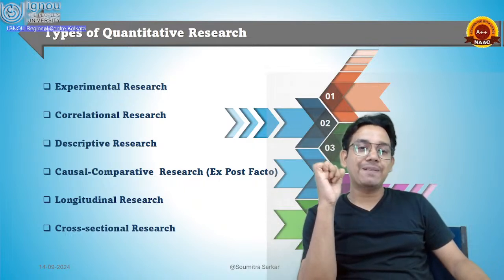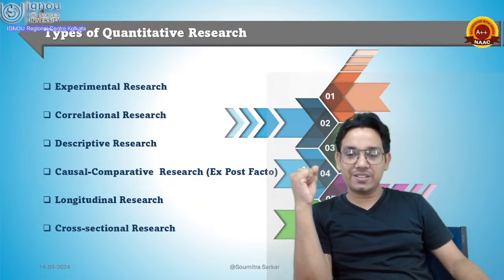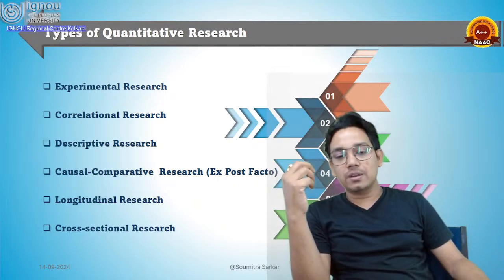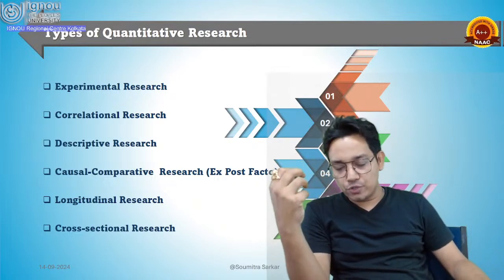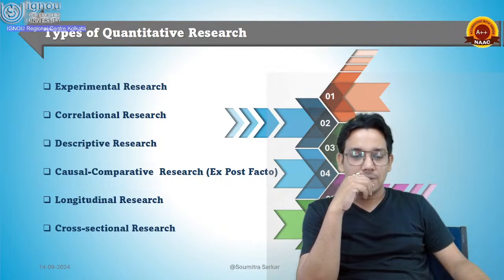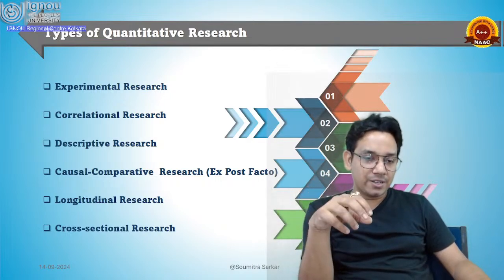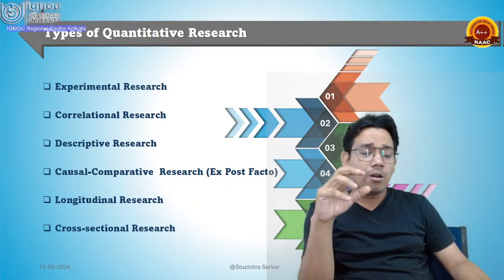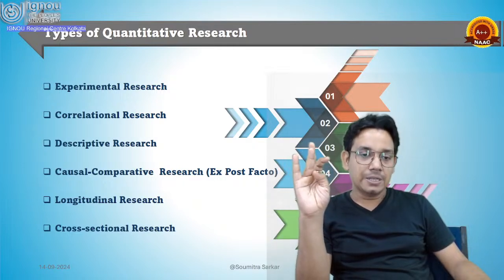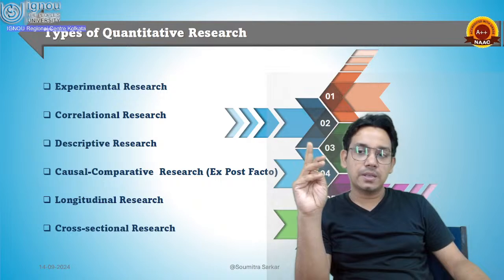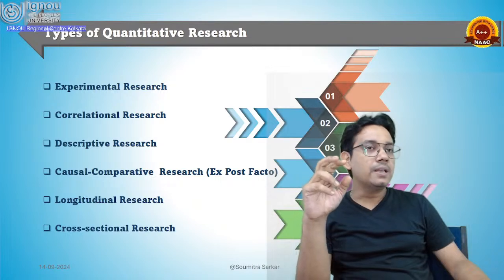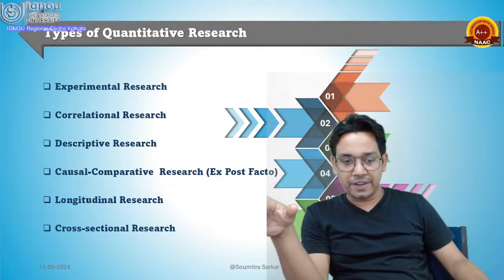Here are some important types of quantitative research: experimental research, correlational research, descriptive research, causal comparative research or ex post facto research, longitudinal research, and cross-sectional research. Experimental, correlational and descriptive research all focus on scientific orientation, objectivity, statistical tools or measurements, and numerical data, as well as the cause-effect relationship between the independent variables and the dependent variables.